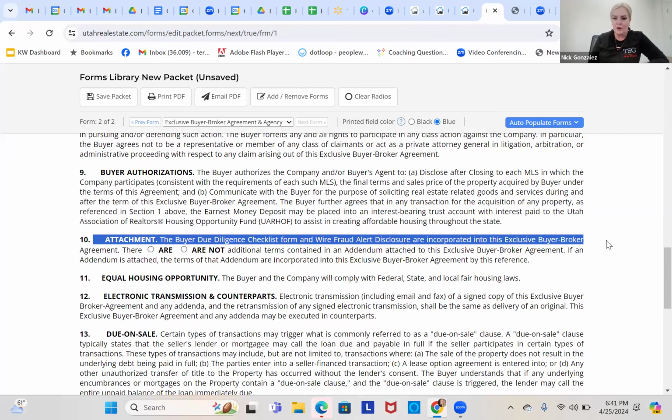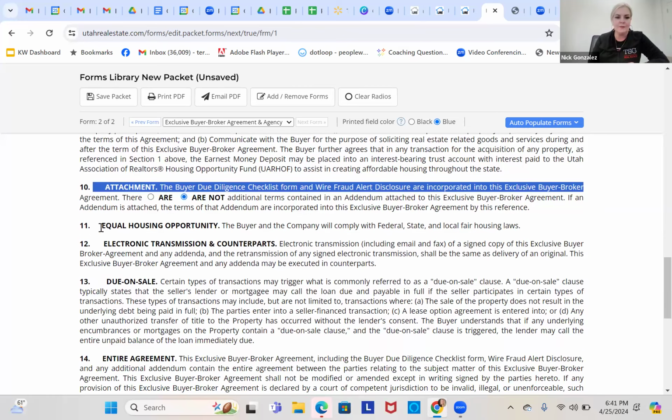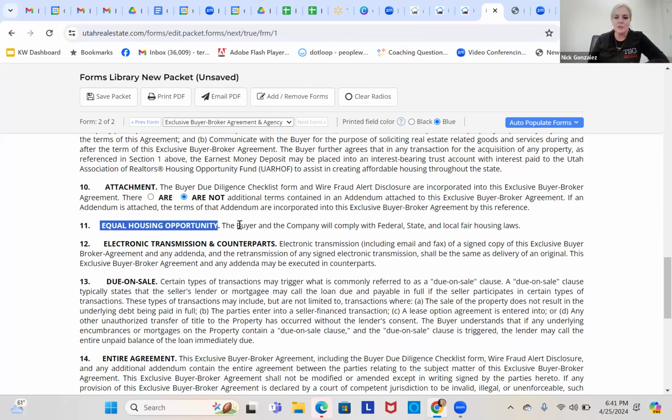Attachments. Typically there are no attachments, so I'm marking that there are not. There could be additional terms if we're using an addendum attached to this, and then you would mark that there are. Most of the time there are not. Equal housing: this just says that we comply with all federal, state, and local housing laws. Electronic transmission and counterparts are all okay, including email, faxes, electronic signatures, all of that is okay.